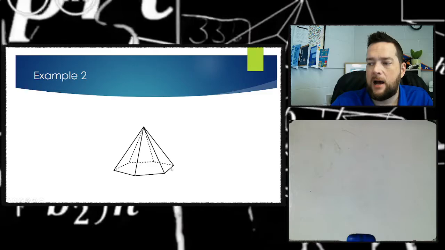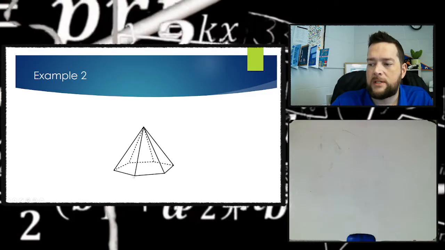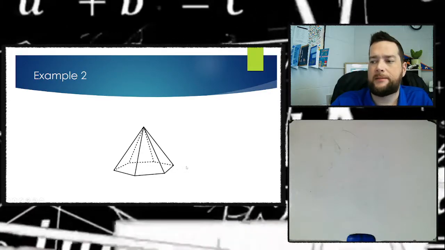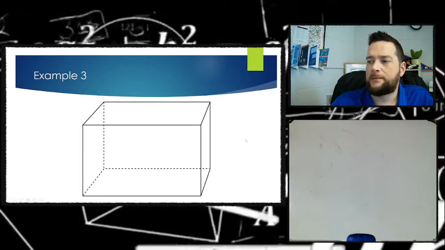That's a hexagon because there's 6 equal sides down there. So this is a hexagonal pyramid. Let's go to the next one.